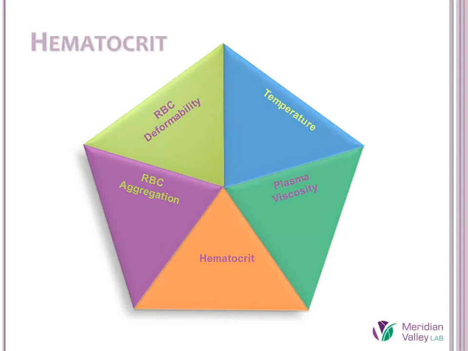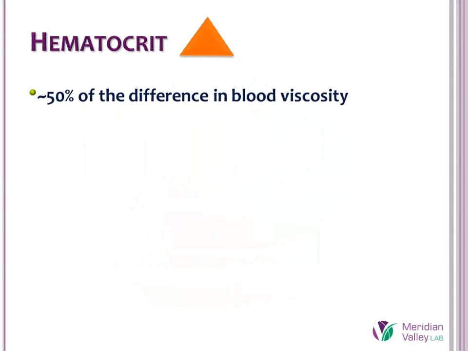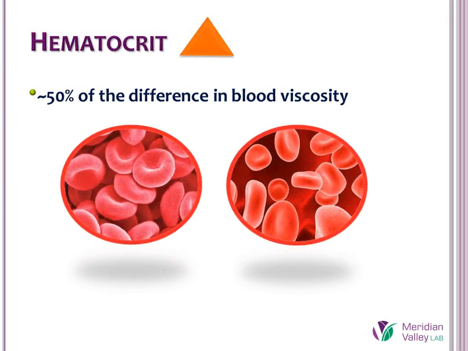So starting with hematocrit. Hematocrit accounts for about 50% of the difference between high and low blood viscosity. This one's pretty obvious, as more red blood cells will result in more viscous blood than fewer red blood cells. Premenopausal women naturally have a lower hematocrit because of their monthly blood loss, and this advantage is lost after menopause. The optimal hematocrit for men is around 42, and for women around 38.